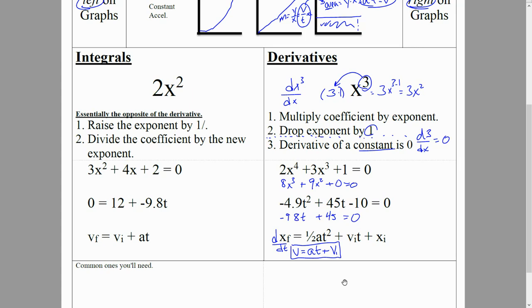So the first thing that I'm going to do, step 1, is I'm going to raise the exponent by a power of 1. So whenever I look at this, the notation is I'm going to say I want to take the integral of 2x squared with respect to x. Because if I'm integrating with another variable, that will totally change what I'm doing. So I'm going to take the exponent of the x, and I'm going to raise it 1 power, so 2 plus 1 will be 3.